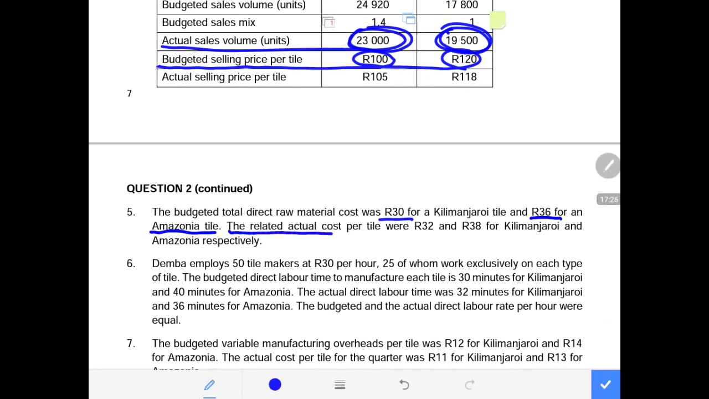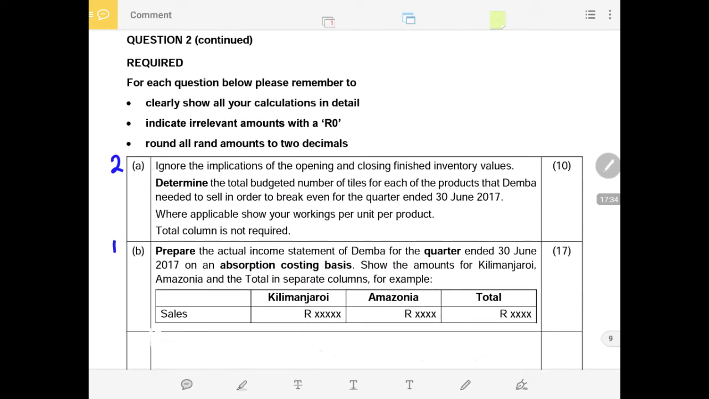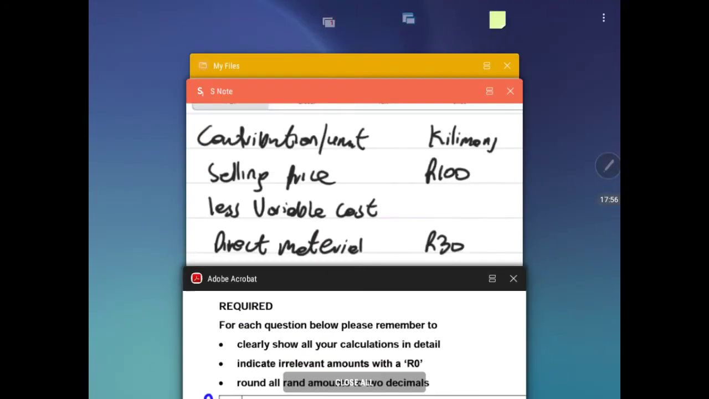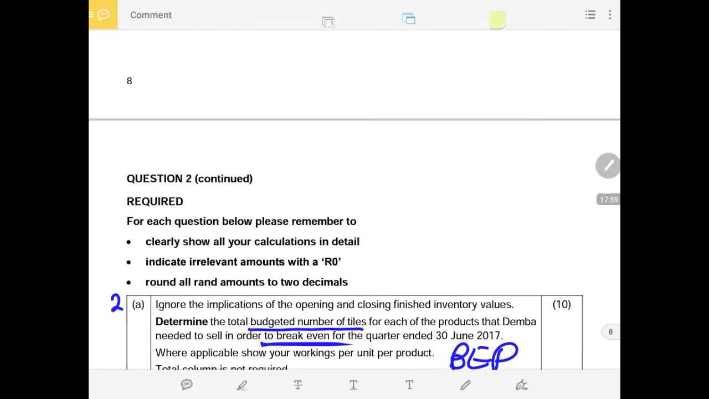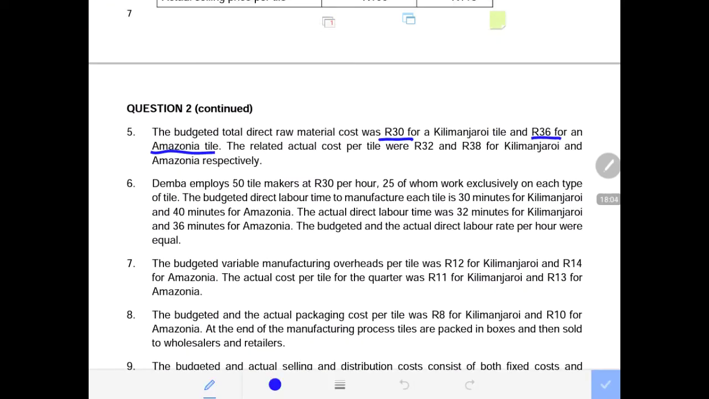The related actual cost. We don't need the actual cost. Why? Because the actual information is needed for the second requirement. Just want to remind you of that. Very important to memorize the questions. The actual income statement. Determine the budgeted number of tiles that will be at the break-even point. So now everything budgeted has to do with the break-even point, and everything actual has to do with the actual income statement using the absorption costing system. Now I just wanted to remind you of that, as opposed to saying it several times.